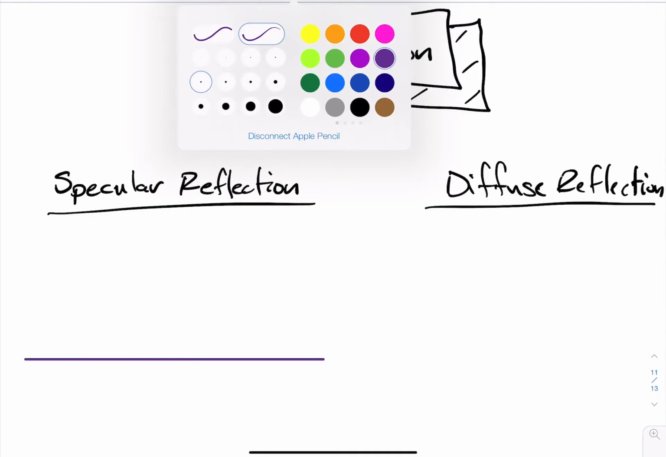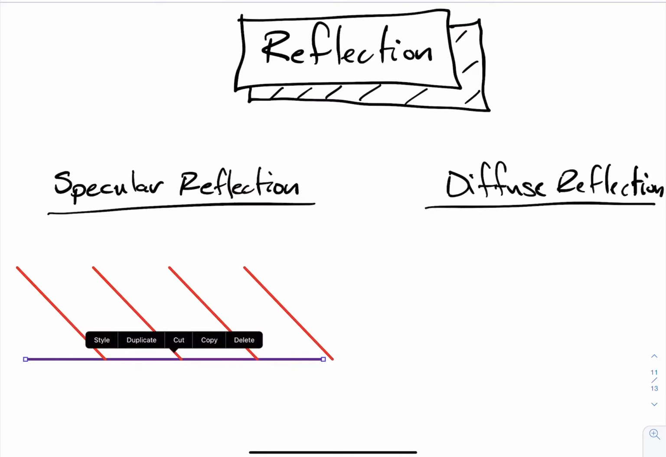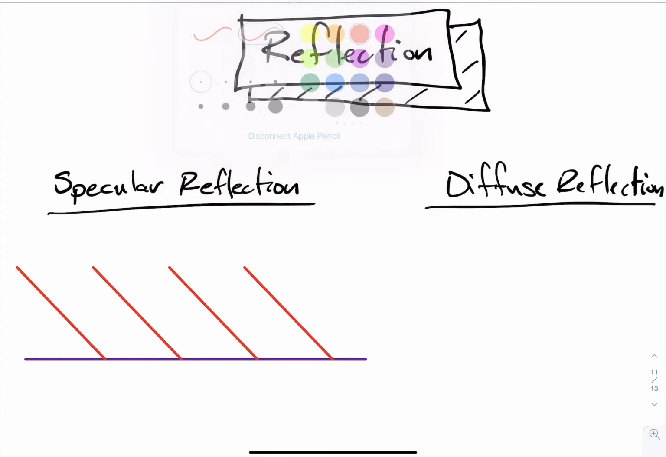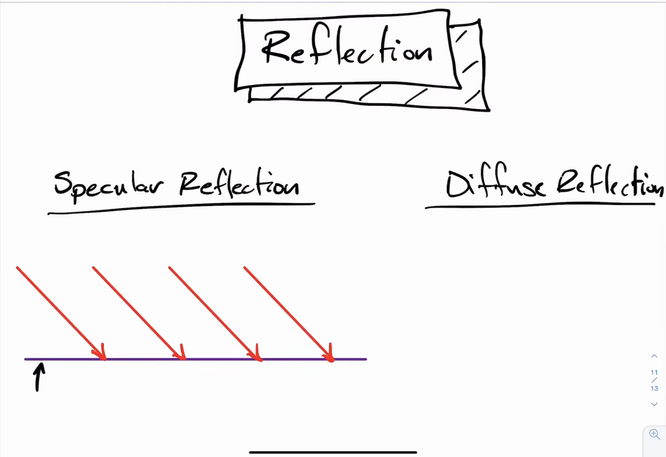We'll have our incident light coming in all parallel to one another. And so we'll have it like that. And then what we can do is just put a bunch of these on here. I ran out of room there. Okay, so there are our incident rays. I'm going to put arrowheads on them. So this is our reflective surface.